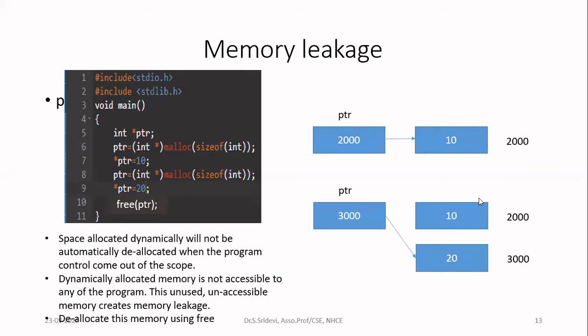So if I want to avoid this problem, can anyone tell me what change I have to do in my program? Tell me the change in the line number. Ma'am, before line number 8, we have to use free(ptr). Very good. In line number 8, I am creating another memory and putting it in the same pointer variable. So before line number 8, I have to write free(ptr).